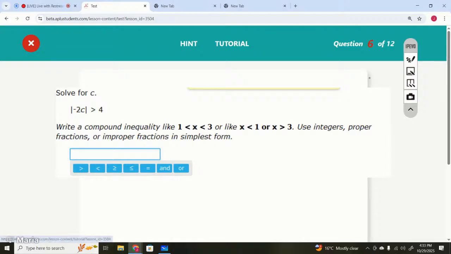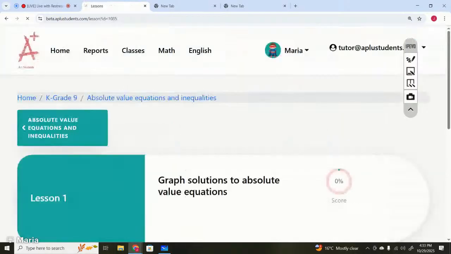Okay, you can complete the lesson by yourself later today. So we are done with the lesson on absolute value equations and inequalities. So please make sure before the next session you complete all the practice questions for the lessons we just did. That is your homework until the next session.